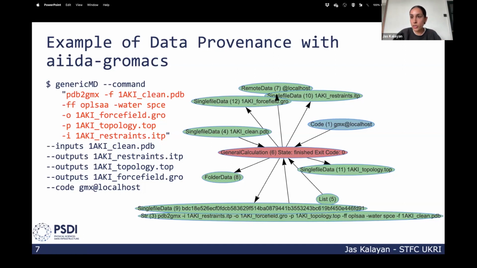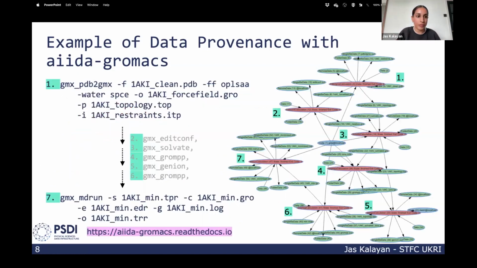So it gives the user a bit of flexibility who want to track their provenance while they're running GROMACS commands, but they might decide to change a PDB file by hand, and then they can track that change in the file using the generic MD tool.